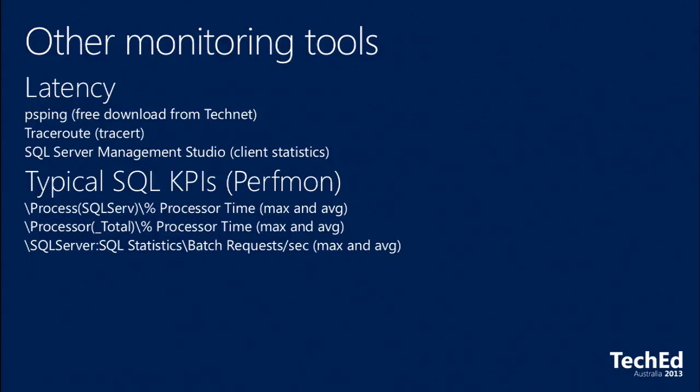If you're looking at the SQL Server KPIs out of perfmon, percentage processor time, for total or for individual instances, is useful. And for SQL statistics, batch requests per second is usually a pretty good one, looking at maximum and average of those. But again, they are visible out of SysDM OS performance counters instead of having to go to perfmon to grab that.